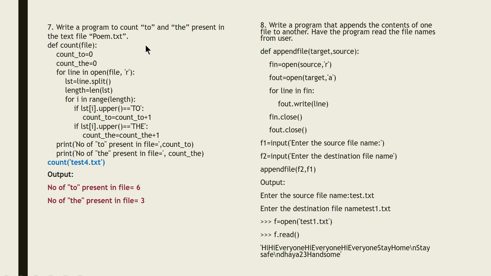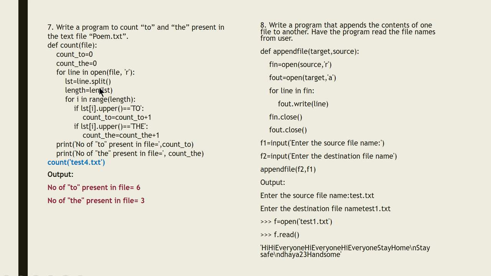You are going to read from the text file, so you have to get it as a parameter. So def count, with file as the parameter. I have created two counters, count_to and count_the, and initialized them with the value 0. Then I have used a for loop to open the file: for line in open(file, 'r'), I am opening it in read mode.